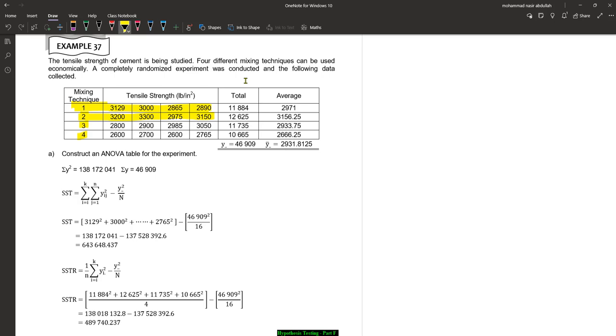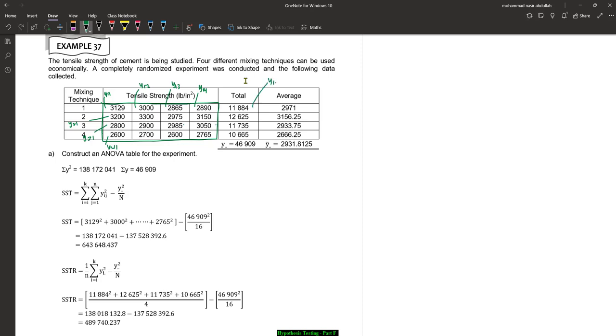So once you already have the observations, this is our data. The highlighted green is what we call Y11, Y12, Y13, Y14. This is Y21, this is Y31, this is Y41. Same, it goes to the right together: Y22, Y23, Y24, Y31, Y32, Y33, Y34.